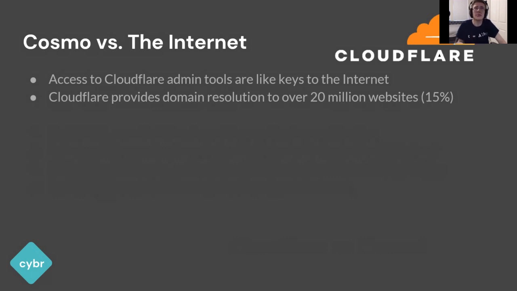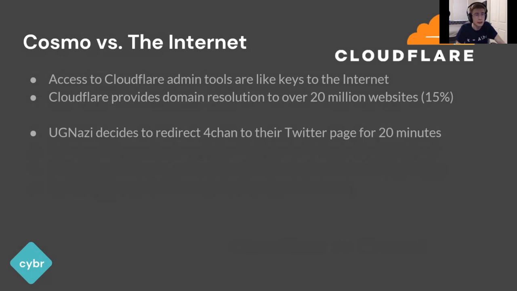And while it does beg a question why the CEO of Cloudflare had access to all of these tools, hopefully maybe that's a resolved issue now. But at the time, that's what Cosmo had. And what did he do with it? Well, I'm glad you asked. They then decided to redirect 4chan to their Twitter page for 20 minutes using Cloudflare's DNS resolution.